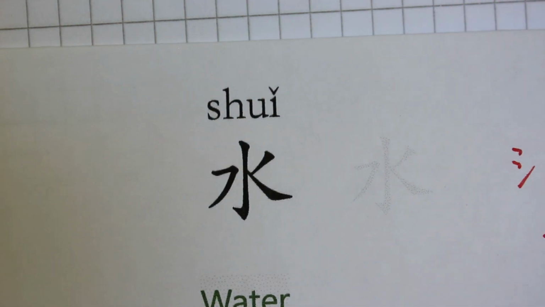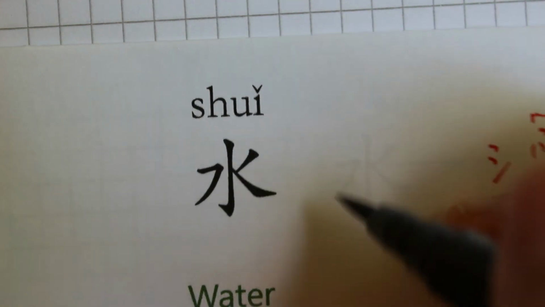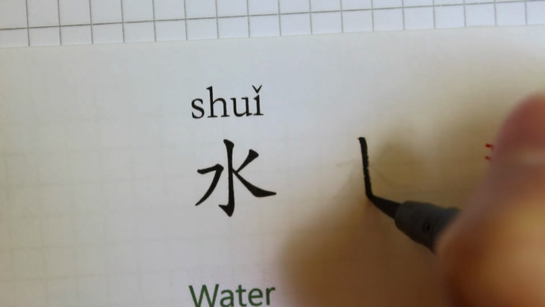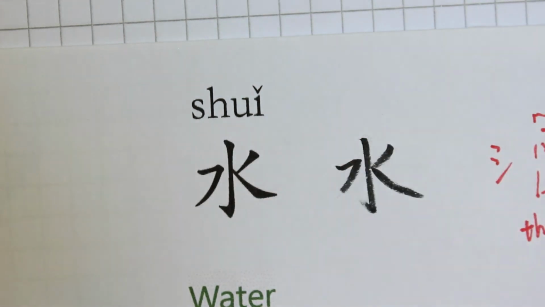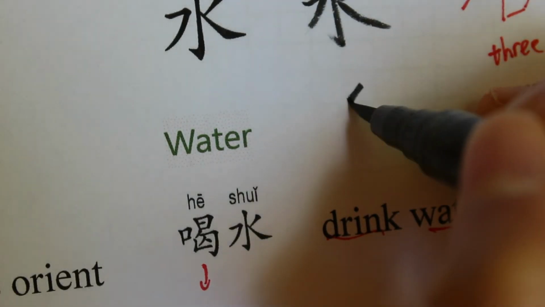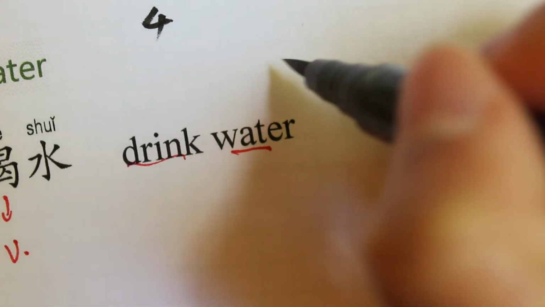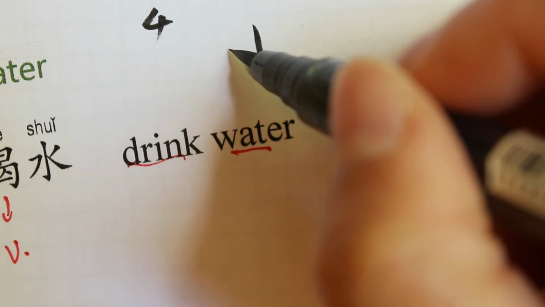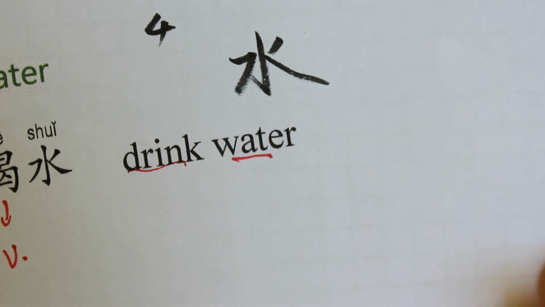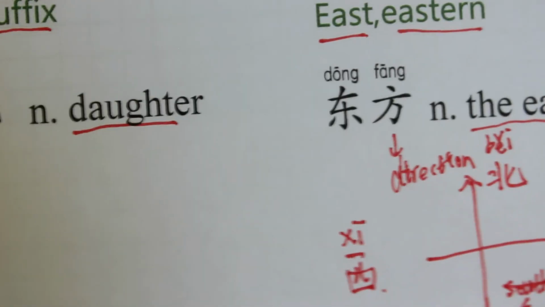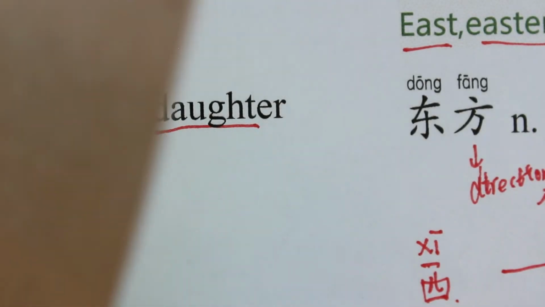Okay, now let's try to write 水 together. 1, 2, 3, 4. So 水 has 4 strokes. 4画. Okay, that's all of today's 12 characters.